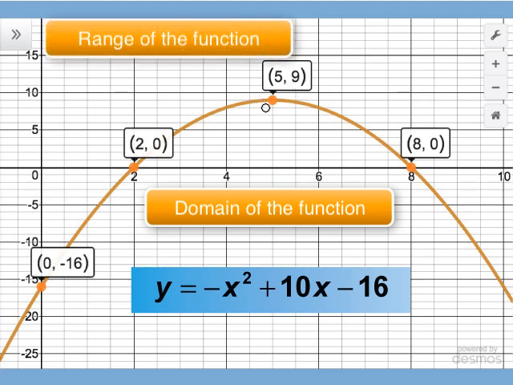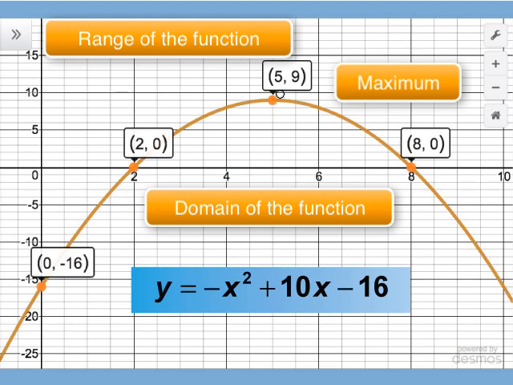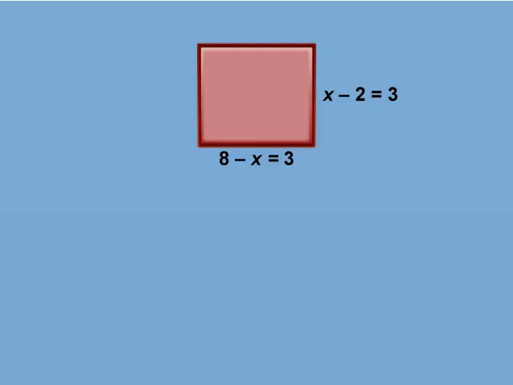The highest value in a parabola that is oriented this way is called the maximum. This point is also called the vertex. For this function, the maximum area is 9, the y value, and this happens when x is equal to 5.